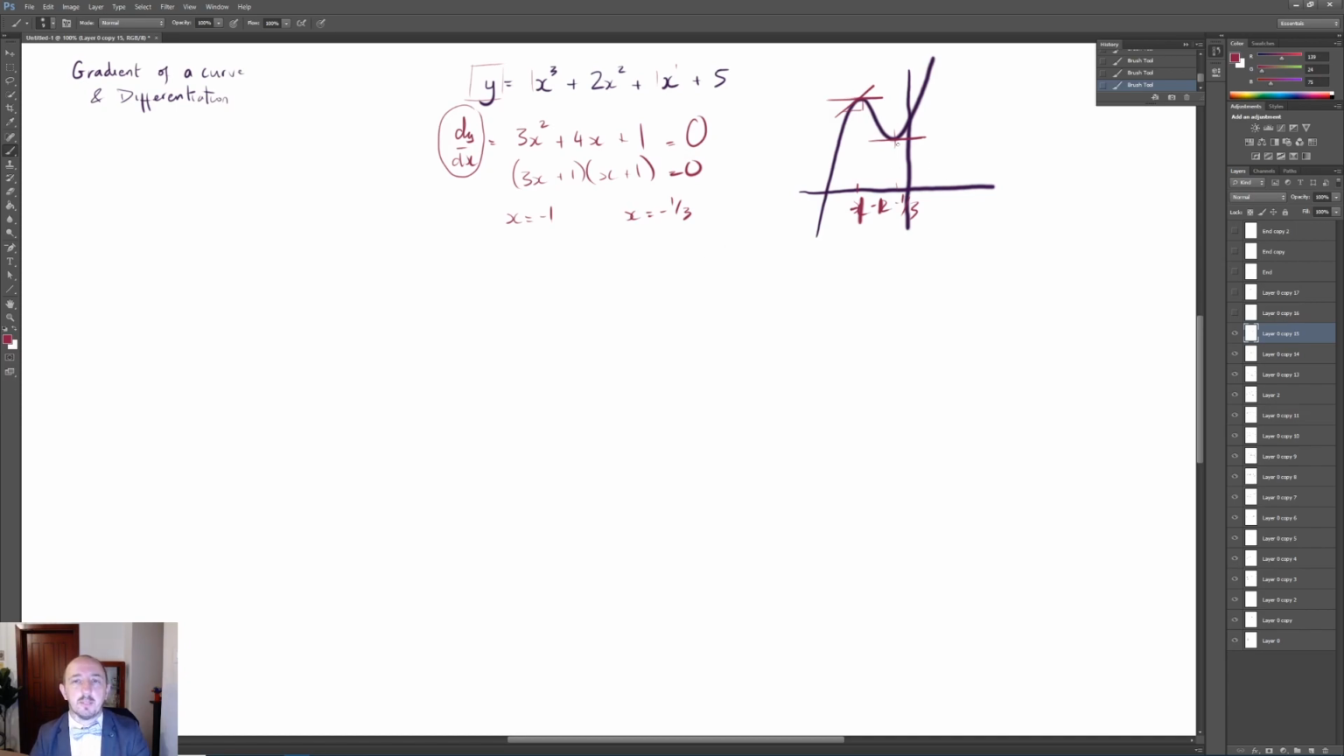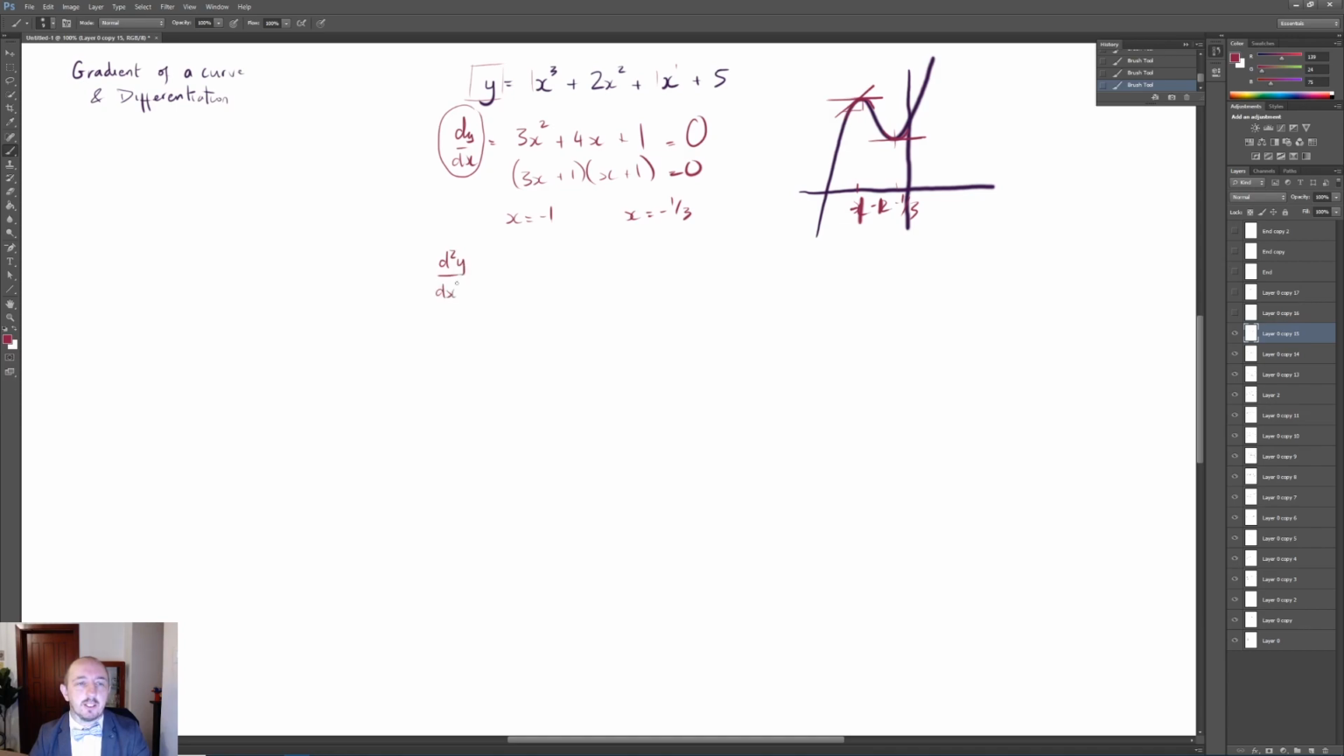What else can we do from this? Well, the question might ask you, which one's the maximum and which one's the minimum? So here we're coming up and then down again, so that is its maximum, and here is going down and then up, so that's the minimum. To prove that, or to show that, we do the second differential.